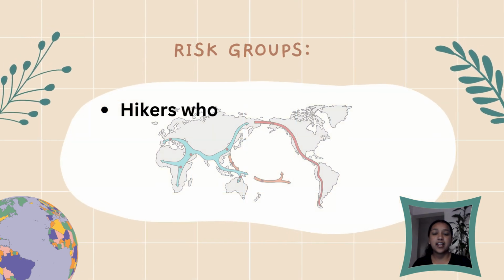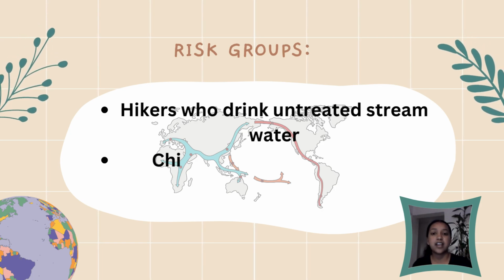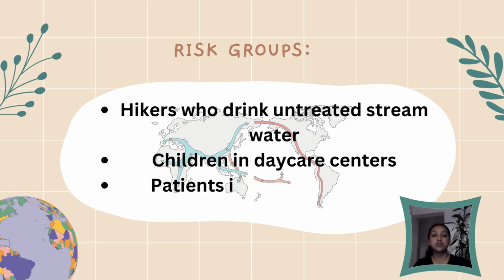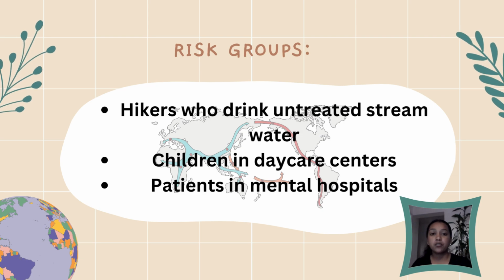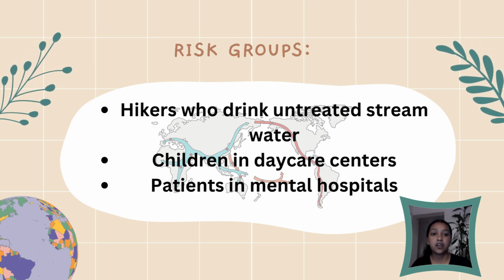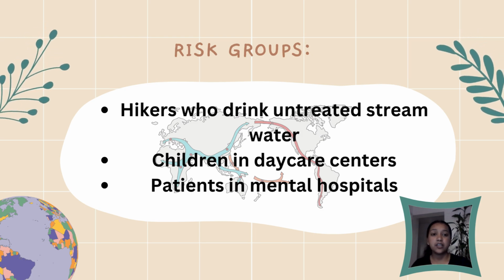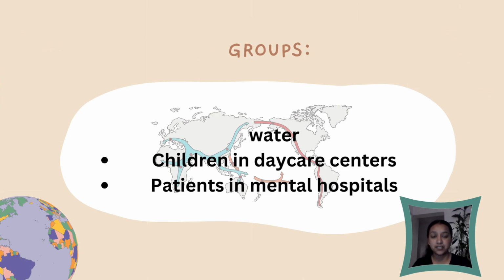Some risk groups that have a higher chance of acquiring this parasite are hikers who drink untreated stream waters, children in daycare centers, and patients in mental hospitals. They are more prone to this parasite infection because of unhygienic practices, like coming into contact with soil and water that has been contaminated with this parasite.